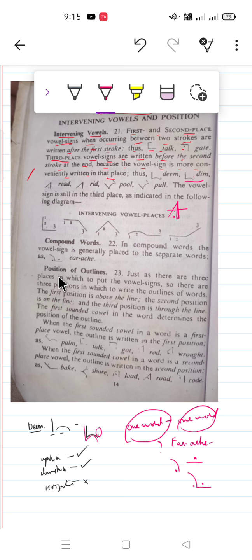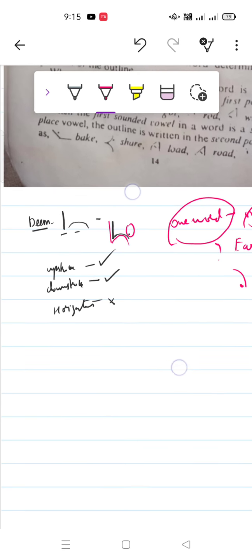Now we'll move to position of outlines. So you know position of outlines, there are three places in which to put vowel signs. So there are three positions in which to write the outlines of the words. So you know there are three positions. When you get a first place vowel, where you will write, let me show here.